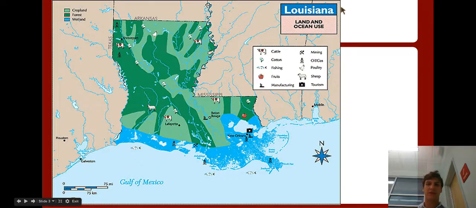The second map is kind of cool. This is the first time I've ever seen it actually. This is a Louisiana land and ocean use map, so how people are using the land in Louisiana. And so you've got the key right here, cattle, where you can find cattle, all that kind of stuff. There are 3 cities on here that I want to mention because these 3 cities are going to show up a bunch of times in different maps. The first one is New Orleans down here, Baton Rouge right there, and then the last one is Shreveport way up in the north. So be thinking about the differences between the south and the north of Louisiana.